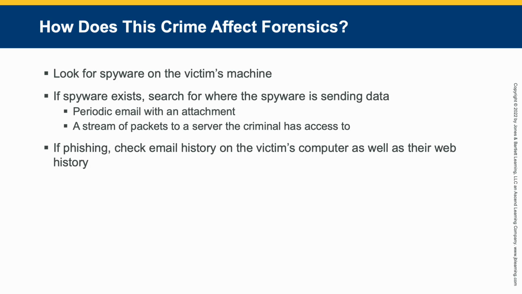How does this crime affect forensics? Look for spyware on the victim's machine. If spyware exists, search for where the spyware is sending data: a periodic email with an attachment, or a stream of packets to the server the criminal has access to. If phishing, check email history on the victim's computer as well as their web history.